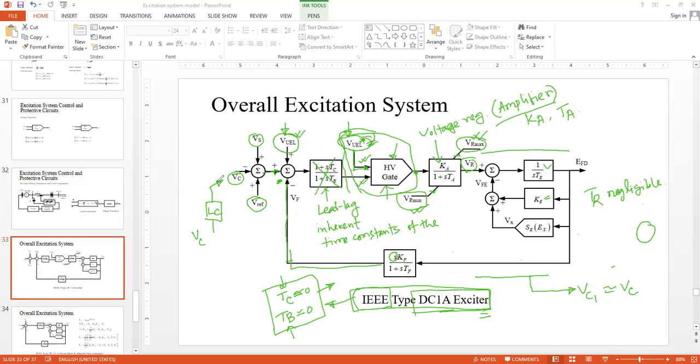Then we have Vs, another input, and this Vs would come from the power system stabilizer. We will take this topic later on, but in short, this is the power system stabilizer, PSS. The output of the power system stabilizer would be treated as Vs. We'll deal with this in detail later on. And the V reference, as we discussed earlier, there are AC reference and DC reference. These are the reference voltages which would be tracked by this overall excitation system.